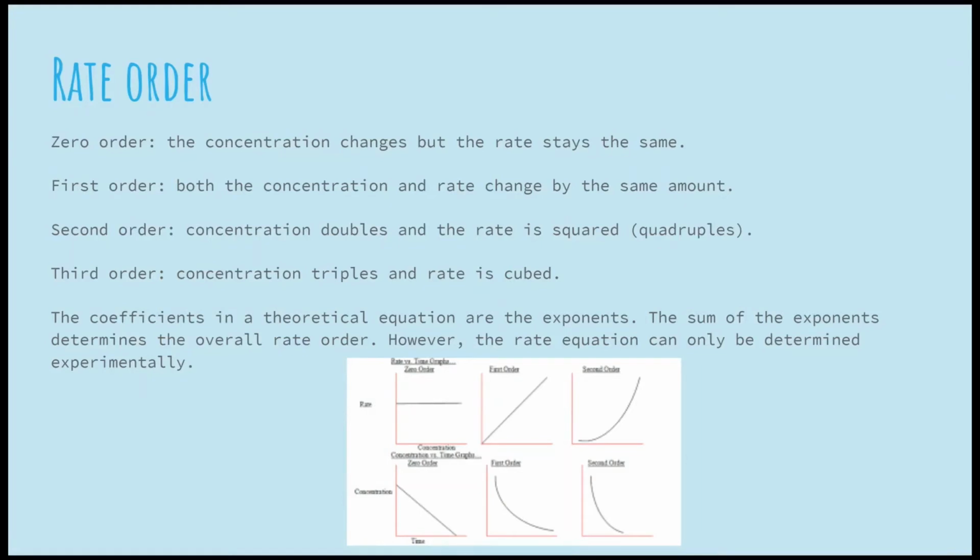The second order is when the concentration doubles and the rate is squared, which means that there is a quadrupling of the rate. So basically the rate increases by the squared amount that the concentration increases. And lastly, the third order, which is not as common as the other three, is when the concentration triples and the rate is cubed.